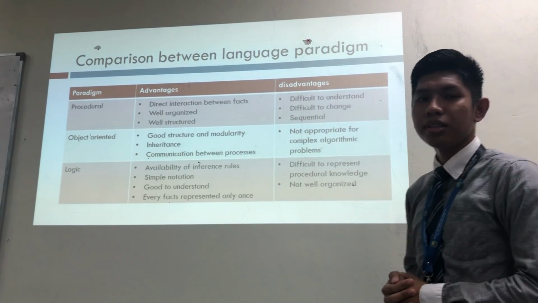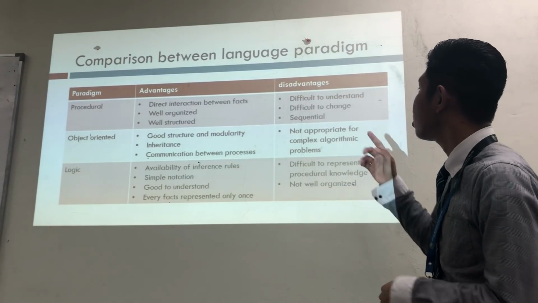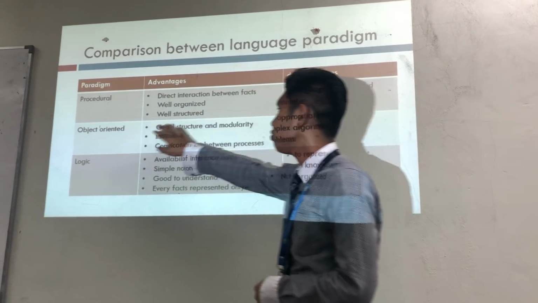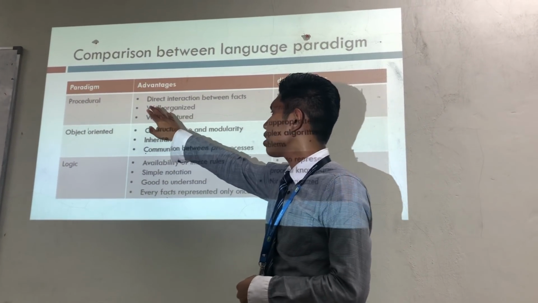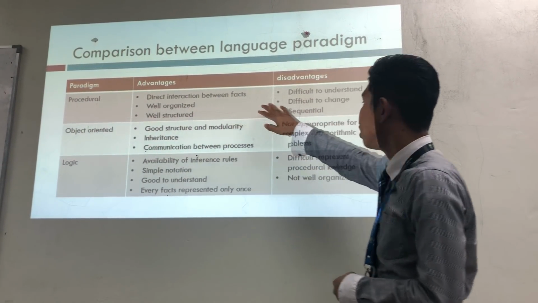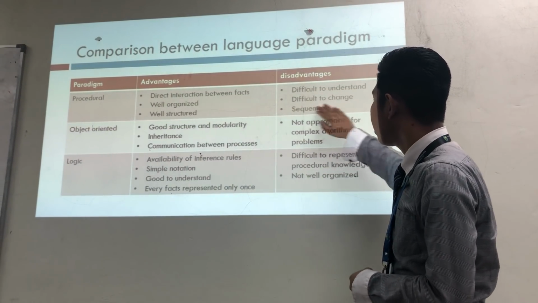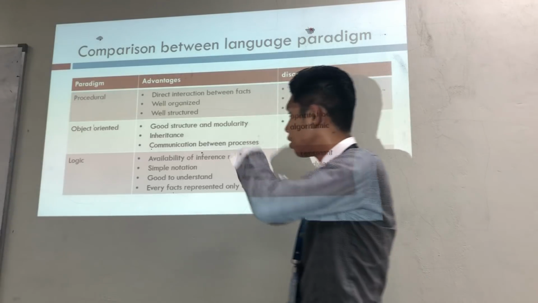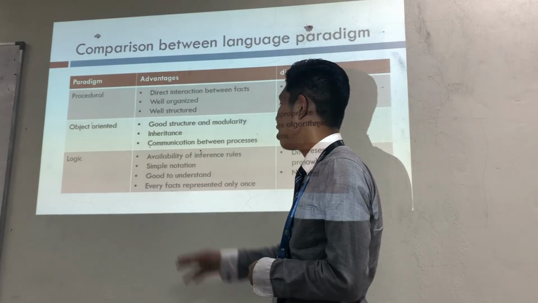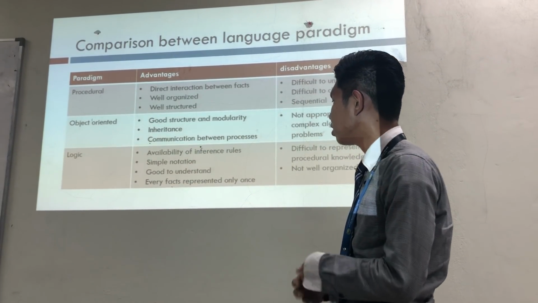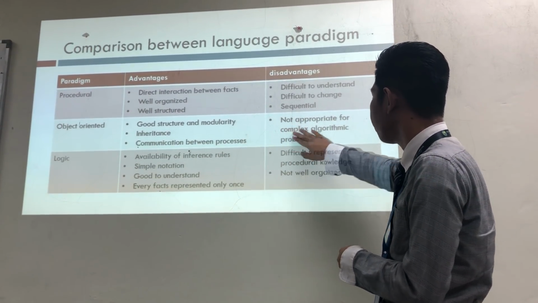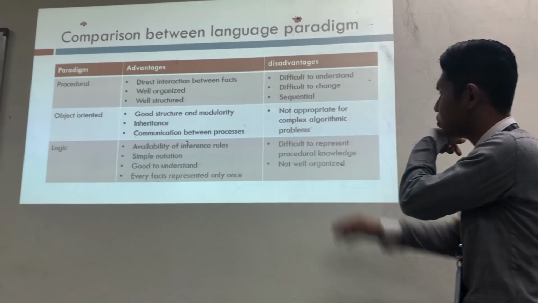Okay. Seterusnya kita masuk dalam comparison between language paradigm, iaitu between procedural, object oriented, and logic. Yang pertama, advantage of ini procedural, dia ialah paradigm yang direct interaction between facts, dan dia punya disadvantage, difficult to understand, difficult to change, and sequential. Bagi object oriented pula, advantage-nya ialah dia good structure and modularity, inheritance and communication between processes ada. Dan dia punya disadvantage ialah not appropriate for complex algorithmic problems.